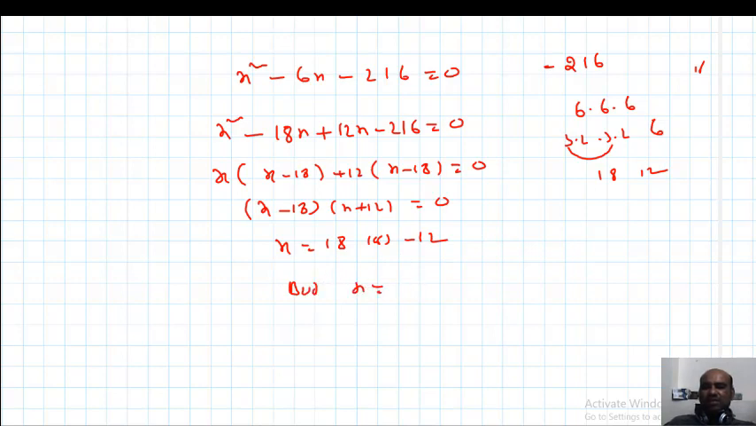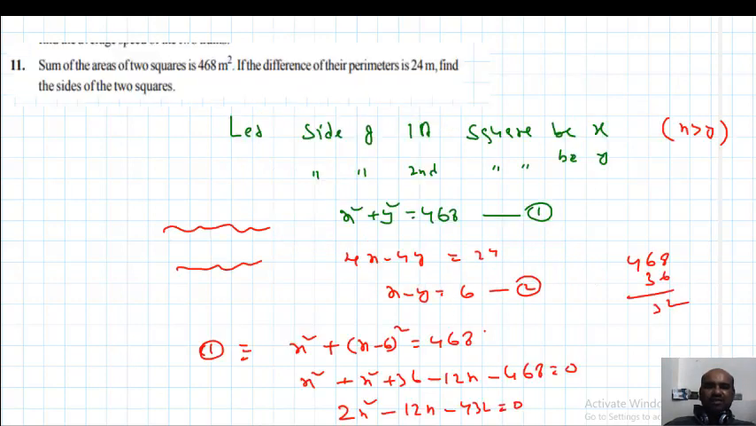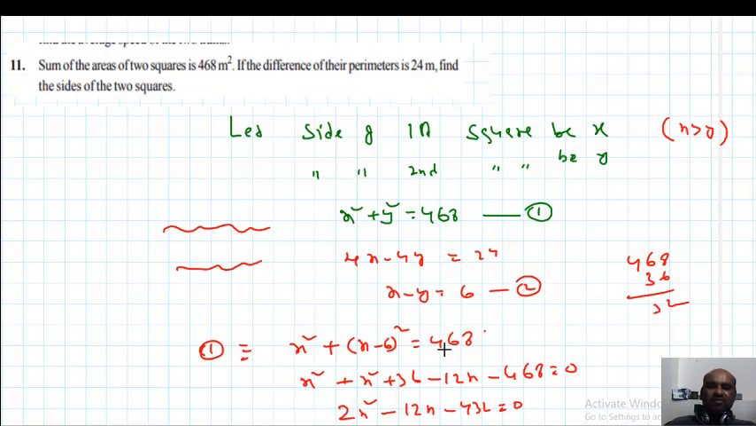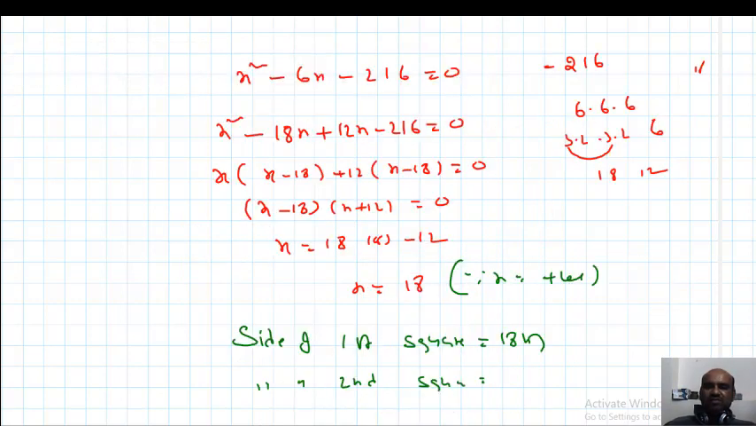But x should be taken as 18. Therefore, x equals 18 because x should not be negative, so I will write in brackets: since x is positive. What is x here? Side of the first square. Therefore, side of first square equals 18 meters. Side of the second square: the relation between x and y is x minus y equals 6, so x minus 6 equals y, 18 minus 6 equals 12.